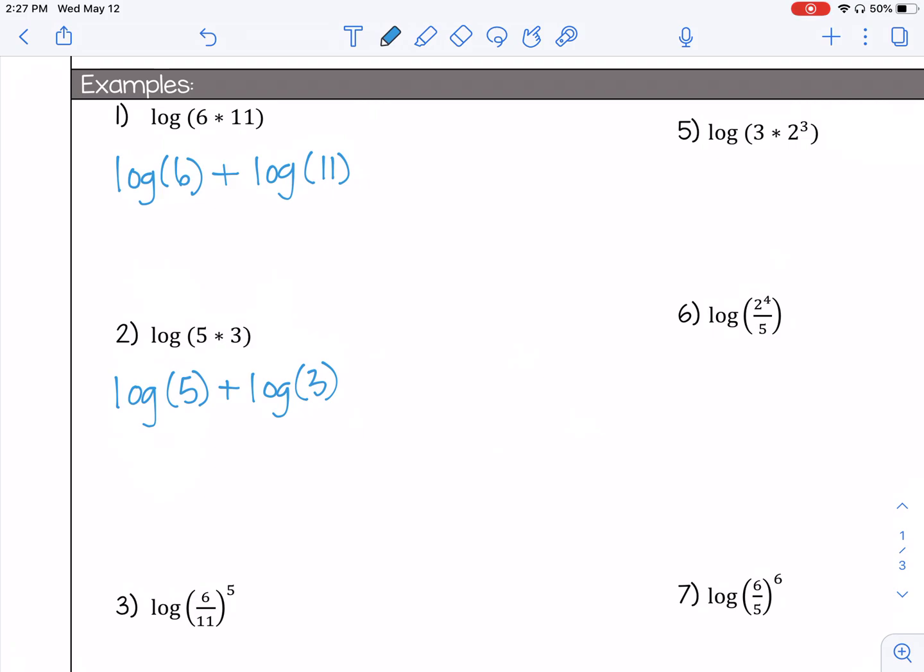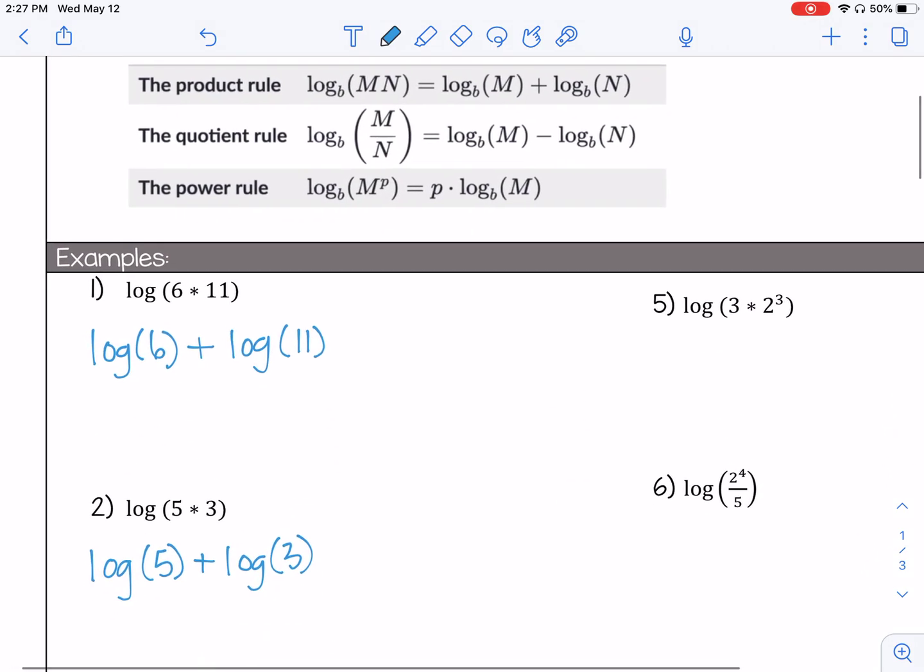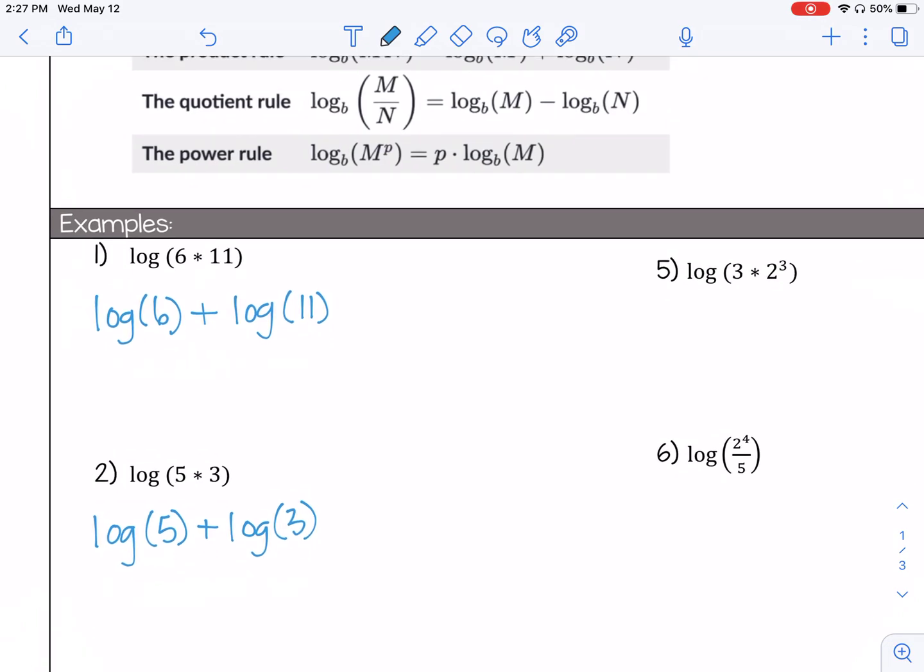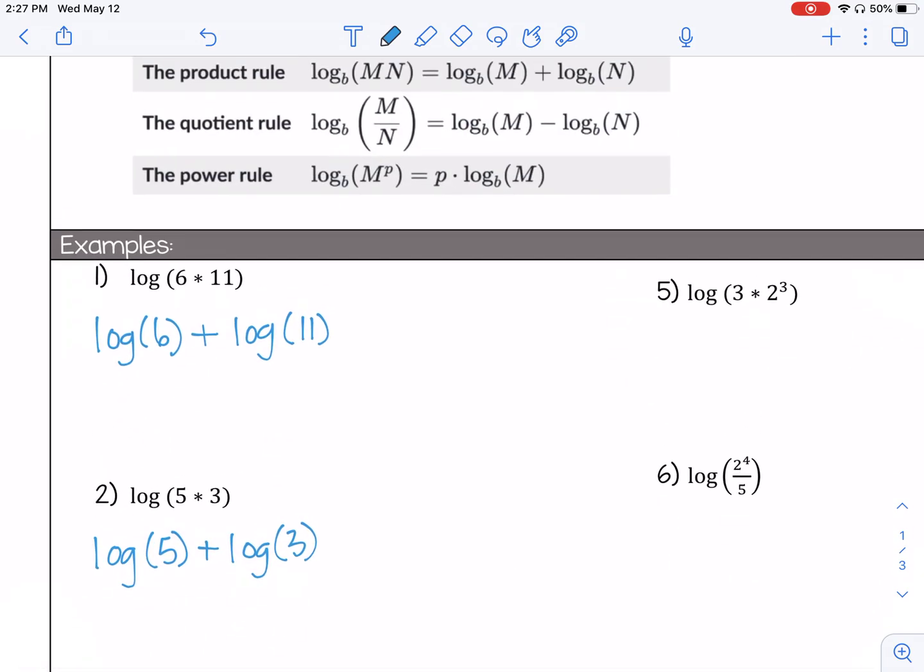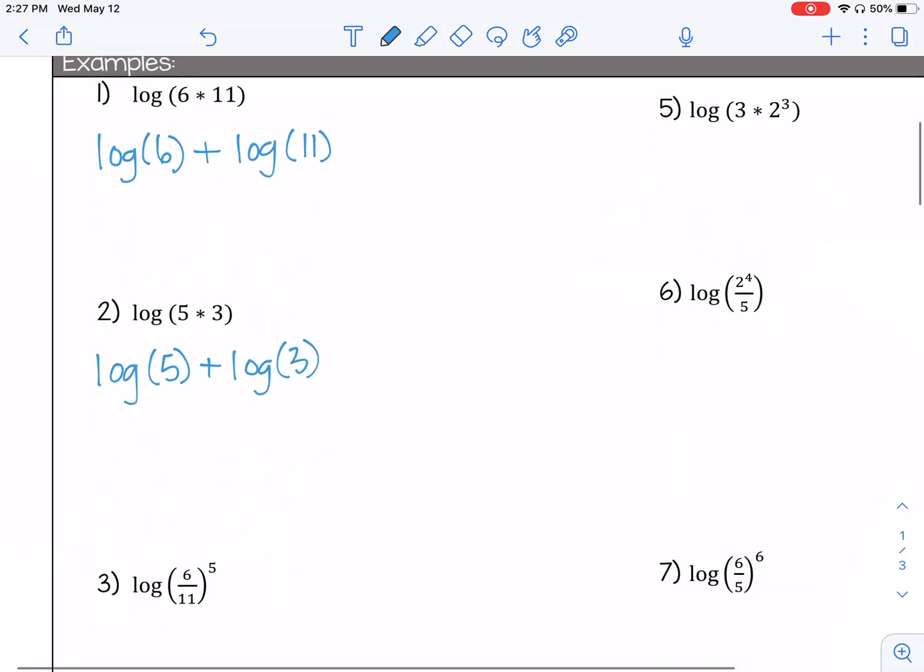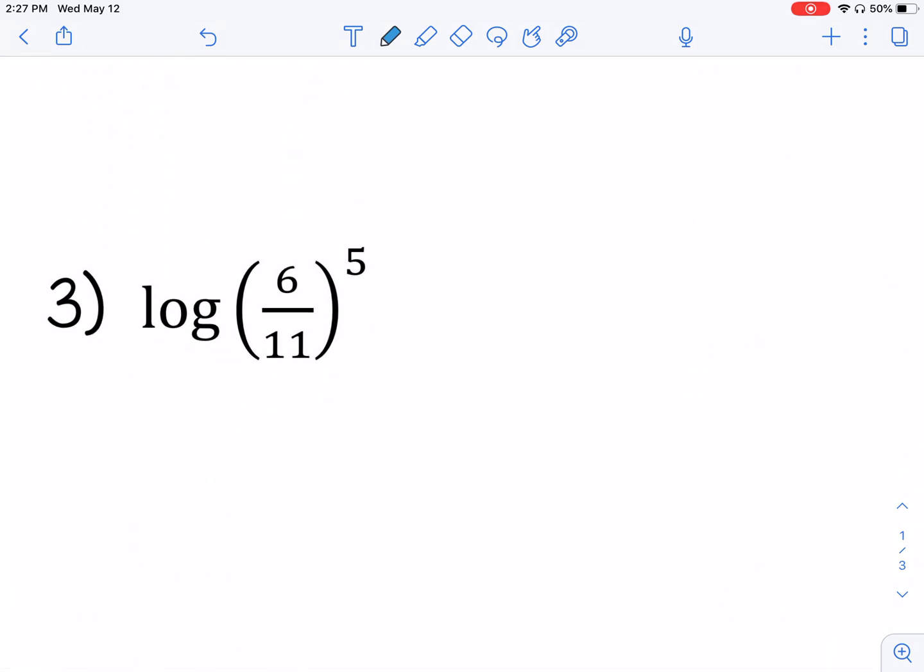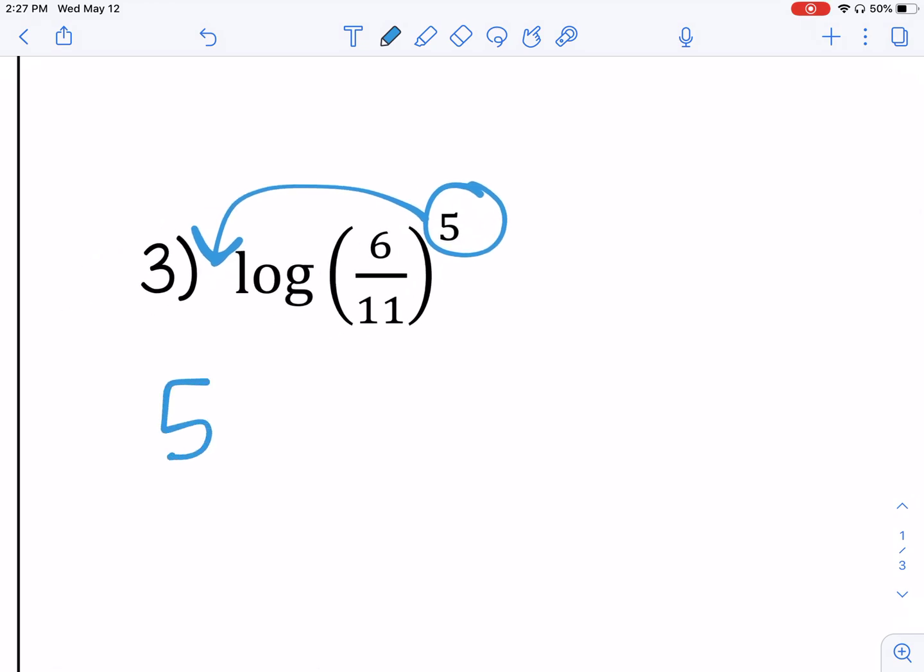The next one, we have some division happening, and then it's raised to a power. So, if we take a look up here, we have two different things. We have a quotient rule and we have a power rule. So, we need to rewrite some stuff. The first thing we're going to do is take care of the power. The power rule says it gets to go right out front. So this 5 is going to come out front. So we're going to do 5 times the log of this 6 over 11.